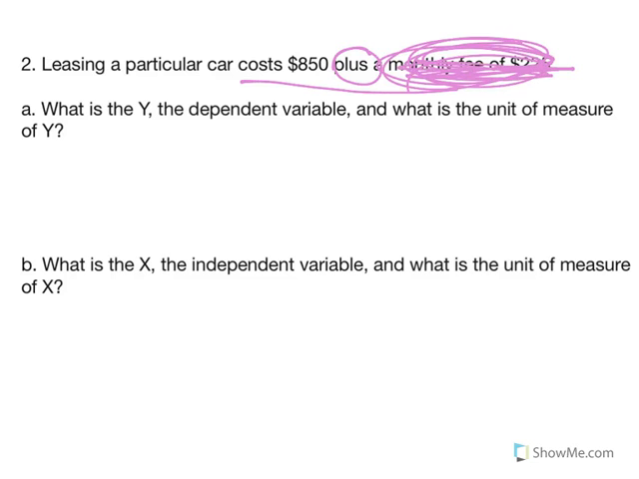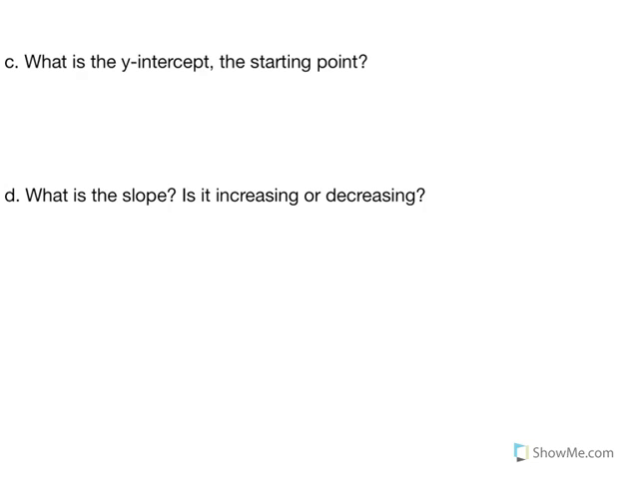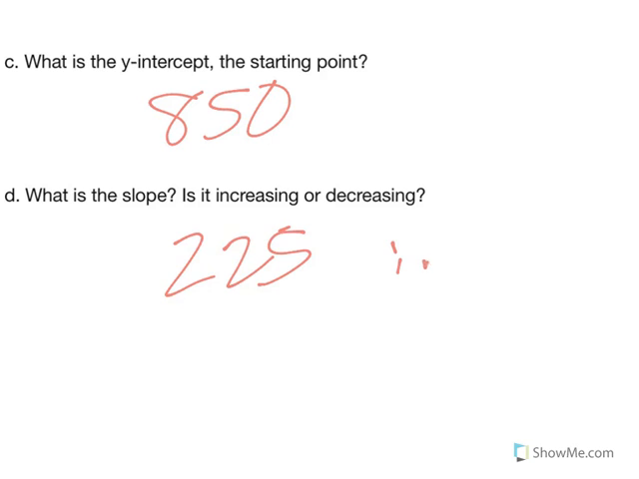That right there, covered in color, that is your constant change. So the constant change is going to be your slope. And when you lease it, if it costs $850 initially, right, there's your y-intercept. So I kind of am jumping ahead. I'm going to come back and hit A and B, but I just found my y-intercept to be $850, and my slope is $225. And it's increasing, right?